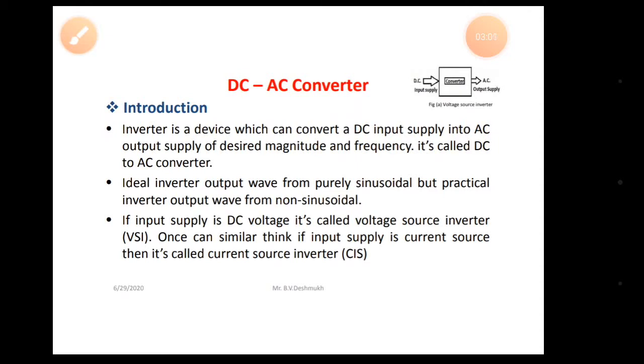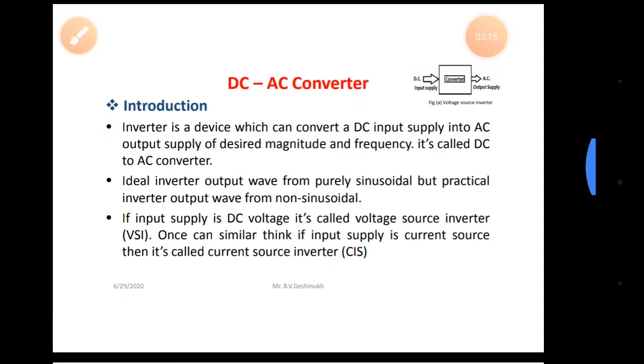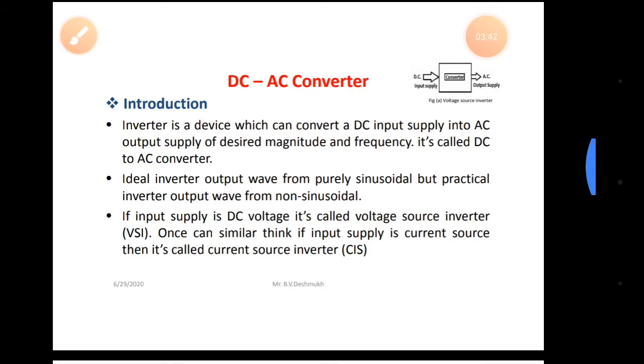Here the output voltage is AC, and the magnitude as well as the frequency of this output voltage can be completely controlled. The output waveform of an ideal inverter is purely sinusoidal, but the practical inverter output waveform is non-sinusoidal, though it looks like, or is very close to, a sinusoidal waveform. In general, an ideal inverter does not exist in this universe, but practical inverters do.